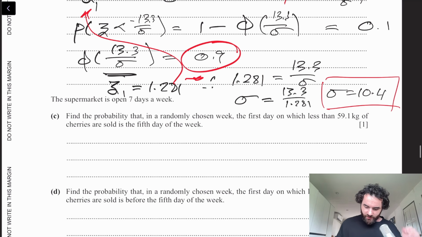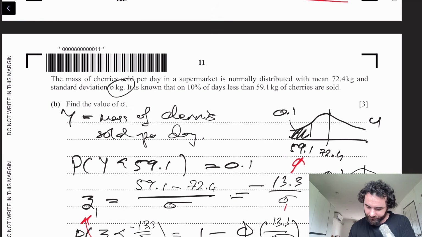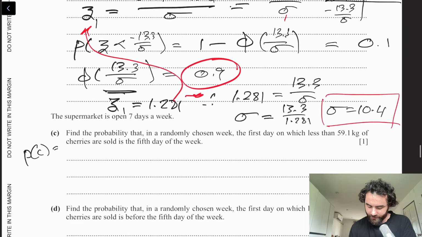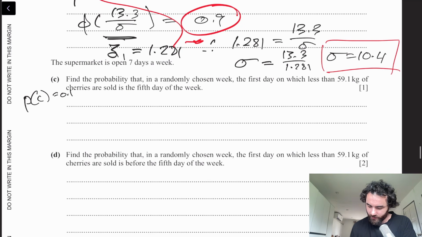The supermarket is open 7 days a week. Find the probability that in a randomly chosen week, the first day on which less than 59.1 of the cherries are sold is the 5th day of the week. Oh god. Okay, so what is the probability that the cherries are sold? 0.1? The probability that they're less than 59.1 is 0.1. So that's the probability.